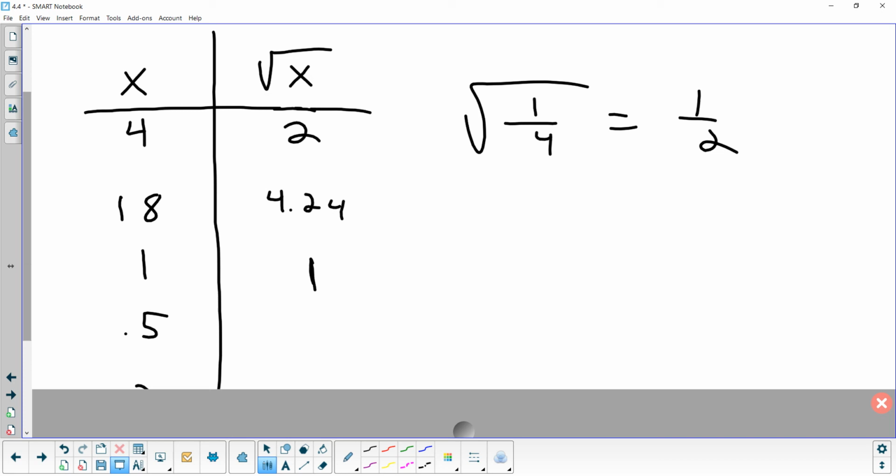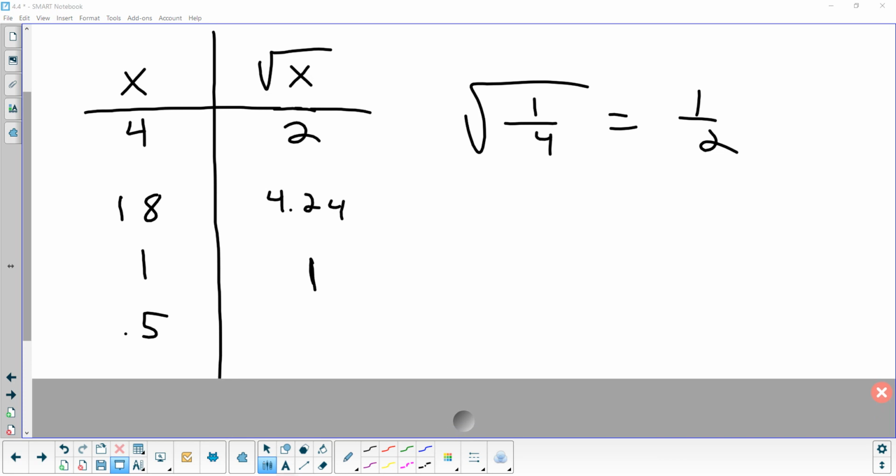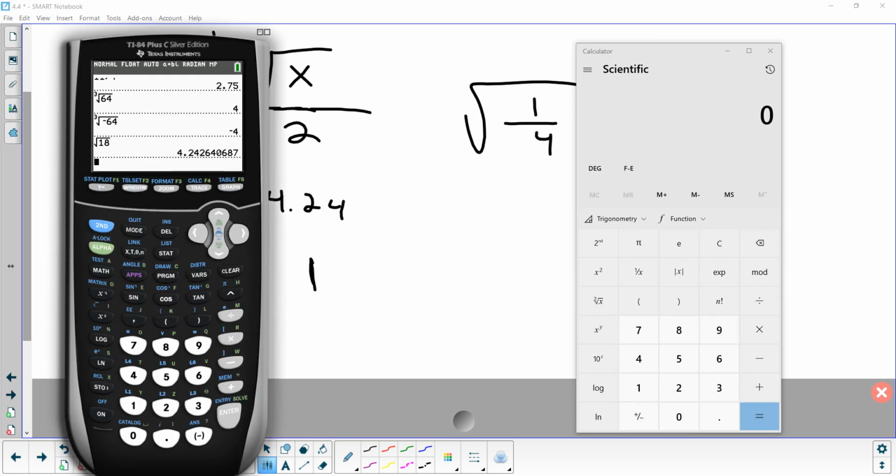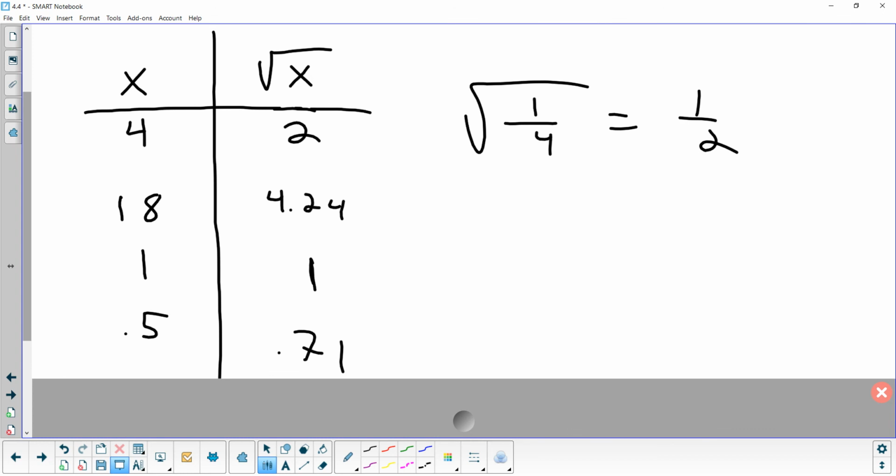Same thing would happen here. If you took the square root of 0.5, you can see again it gets bigger. 0.71. So what I'm trying to show you is when you take the square root of a number, does it get bigger or smaller? The answer is it depends. Is your number bigger than 1, equal to 1, or less than 1?